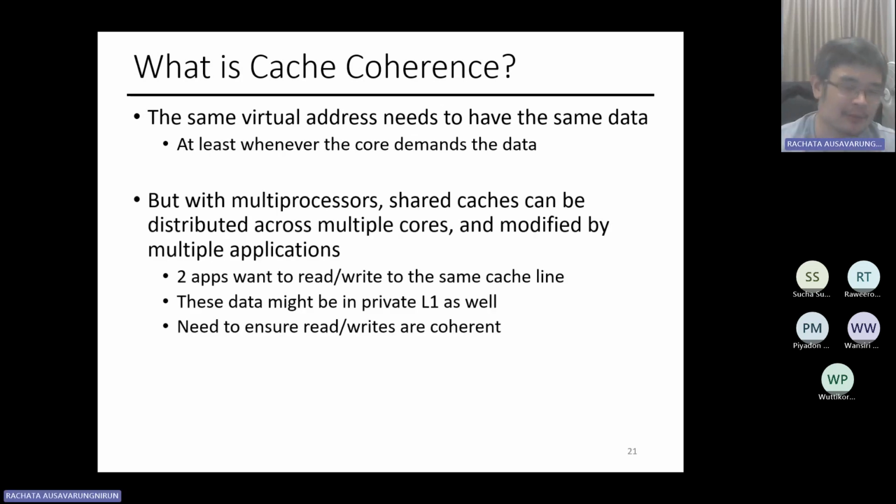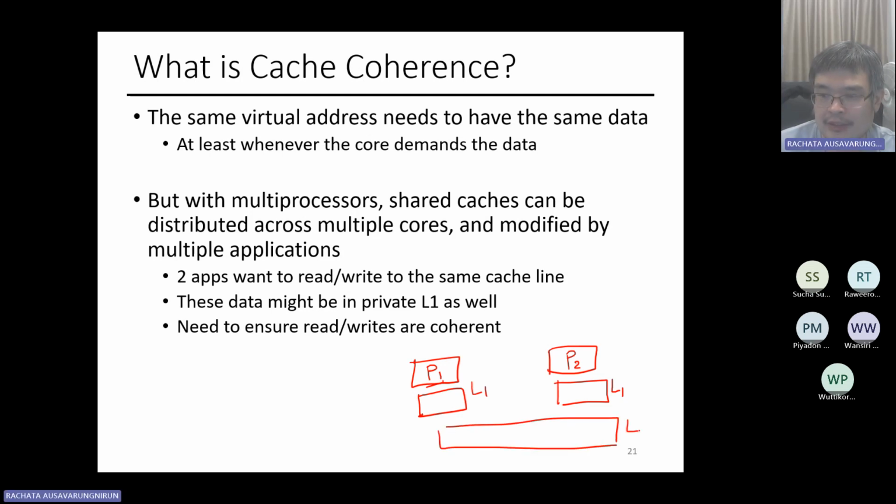So let's say you have a multi-processing system. You have a shared cache. This shared cache can be distributed across multiple cores and can be modified by many applications. What do I mean by that? Let's say I have processor P1 and processor P2. Each of these processors has its own private L1 cache, and they share an L2 cache. And let's say both of these want to access address X.